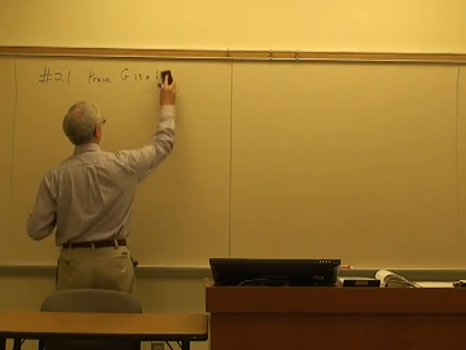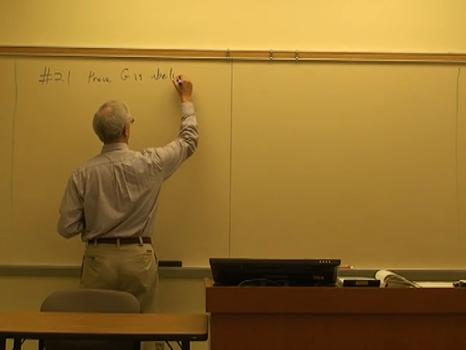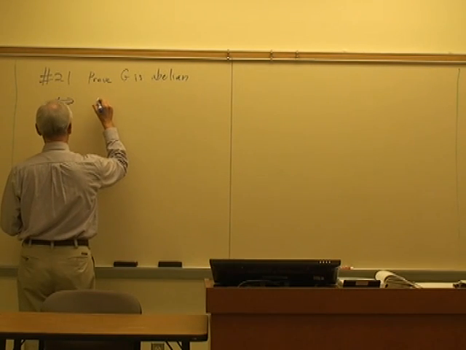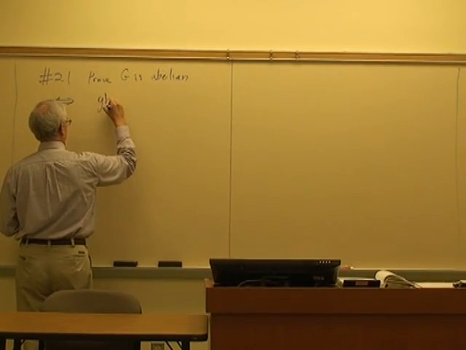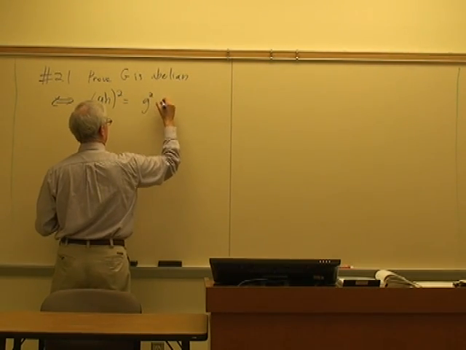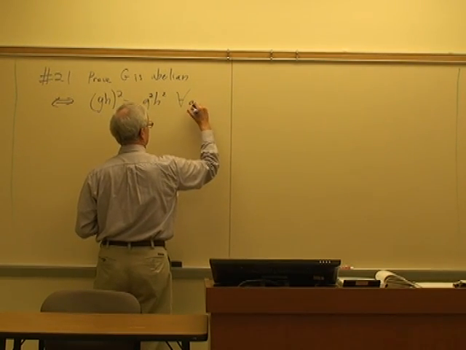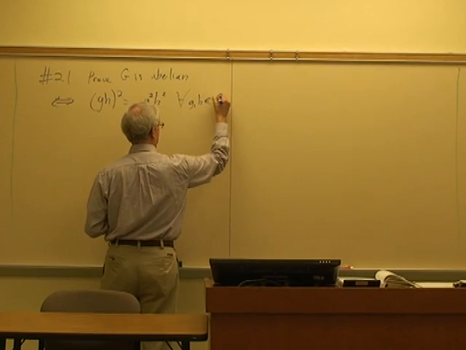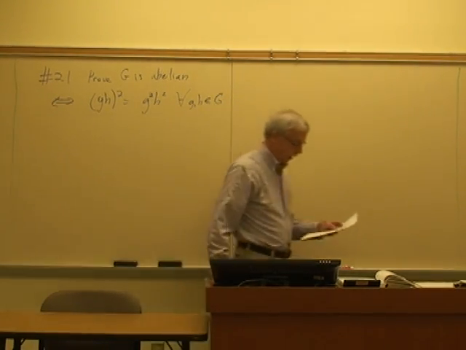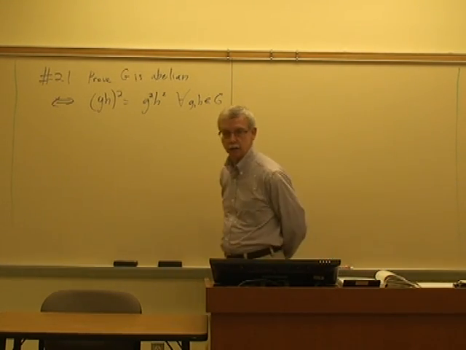Write correctly. G is abelian if and only if (GH) squared is equal to G squared H squared for all G and H in the group. If and only if, remember that from discrete and maybe from 300. To prove an if and only if, we need to prove both ways, right?